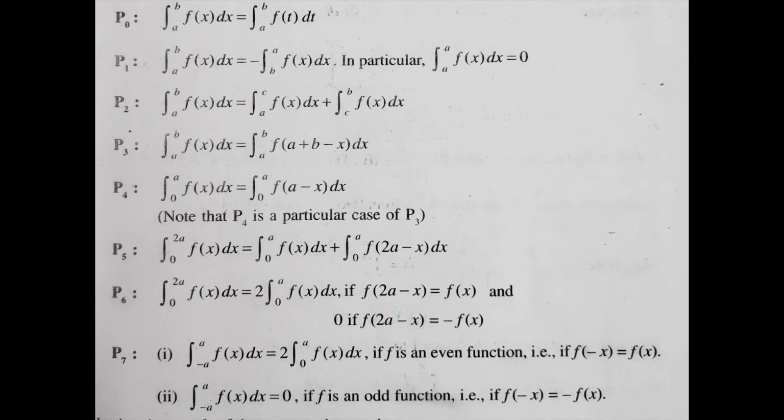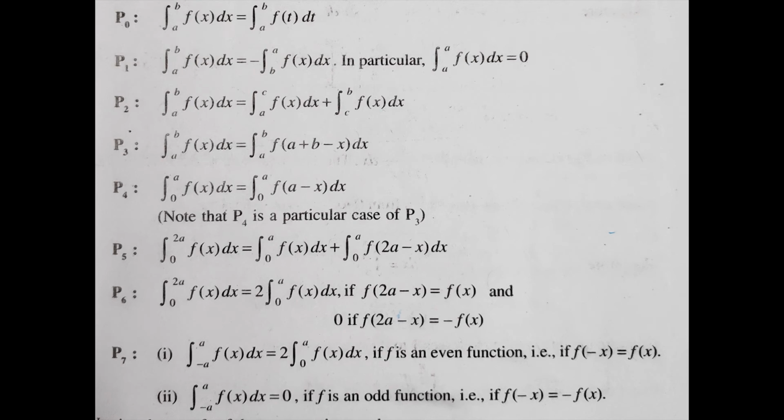In the fifth property, that is P4, integral 0 to a f of x dx is equal to integral 0 to a f of a minus x dx. It is just a particular case of the integral given above. In the above integral, it is a to b. In the second integral, it is written as 0 to a. So, the integral 0 to a f of a minus x dx.